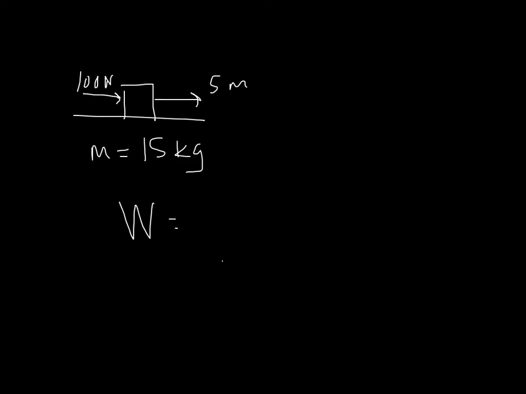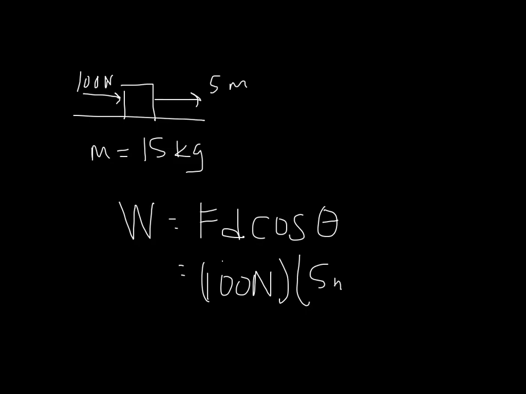So work is force times displacement times cosine theta, and our force is 100 newtons. Our displacement is 5 meters, and our theta is 0 degrees because they're in the same direction, so cosine of 0 is just 1. Therefore, our work is equal to 500 joules in this instance.